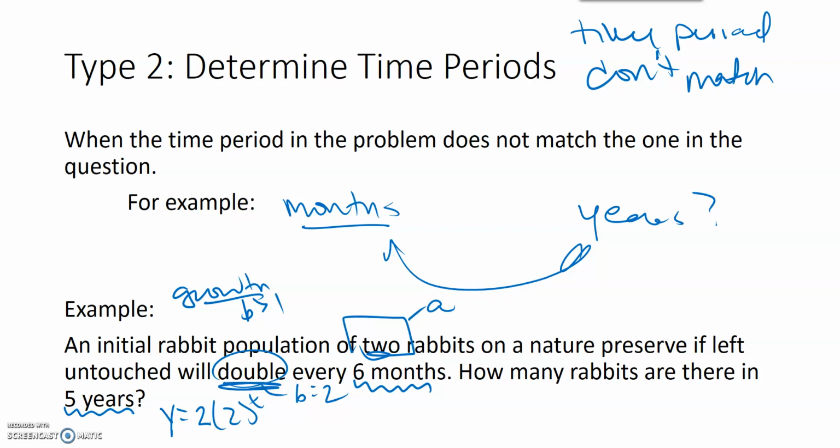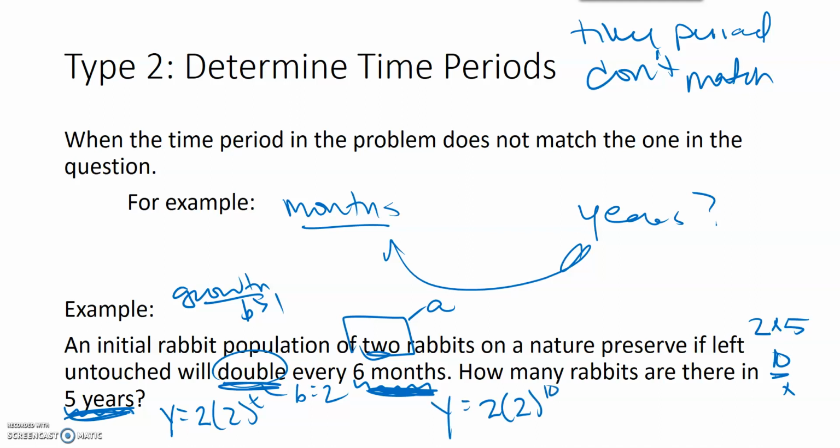So our time periods don't match. Okay, and this is where you have to do a little math. 5 years, 6 months. Well, 6 months is half of a year. That means that there are 2 6-month periods in a year. And we want to know 5 years. So I'm going to do 2 times 5 because there are 2 6-month chunks in 5 years. Well, 2 times 5 is 10. Okay, so my x value is now 10. I'm going to do 2 times 2 to the 10th power. And that's how I get my answer.